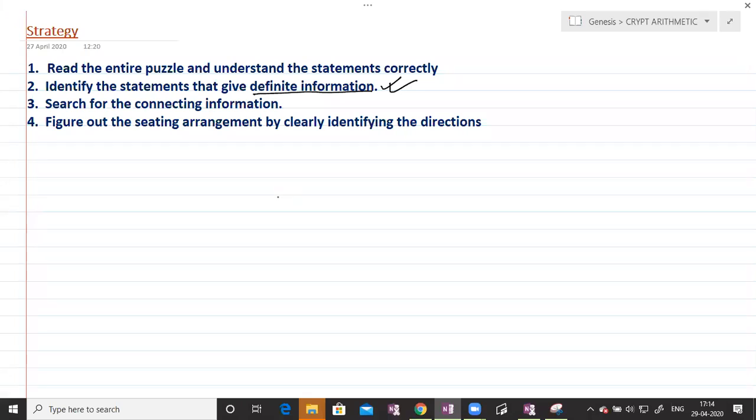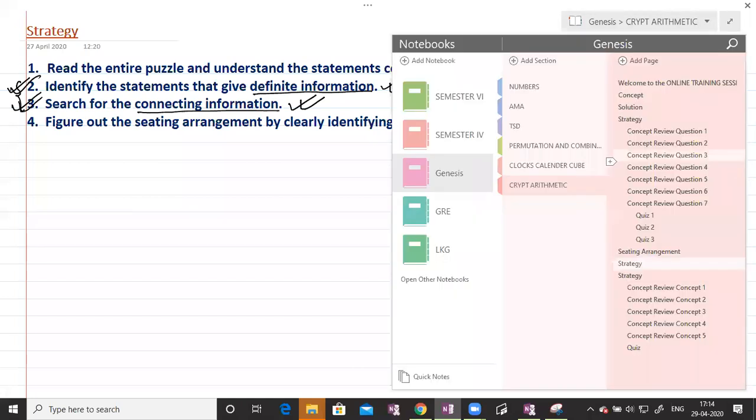Then we can try the third step, connecting the information. The information should be connected to the definite information, and then you can rearrange this. These 2 points are very, very important. Remember, friends, in data arrangement and sitting arrangement, number 2 and number 3 are very, very important. Shall we try now? Let's try for this question.